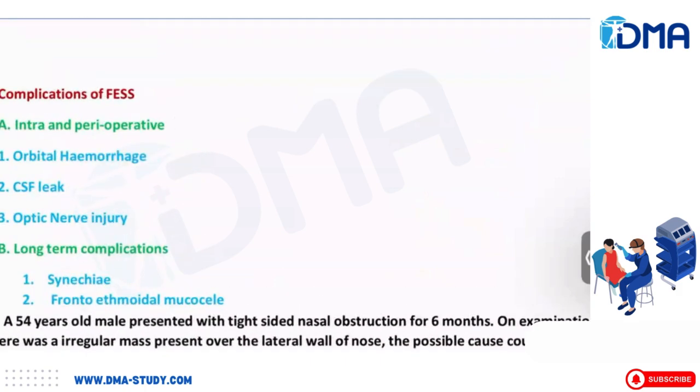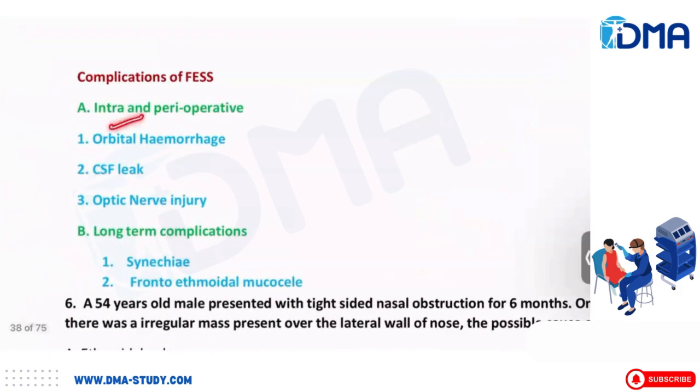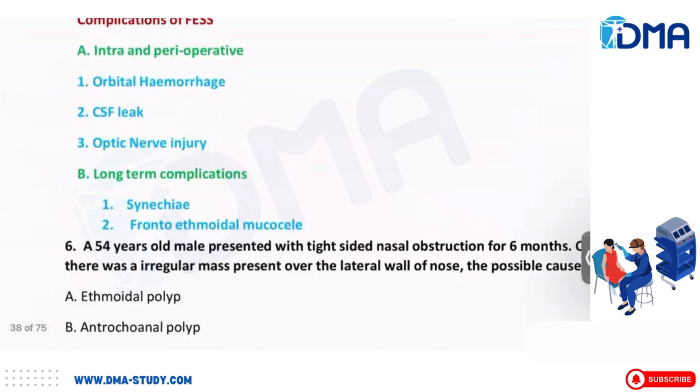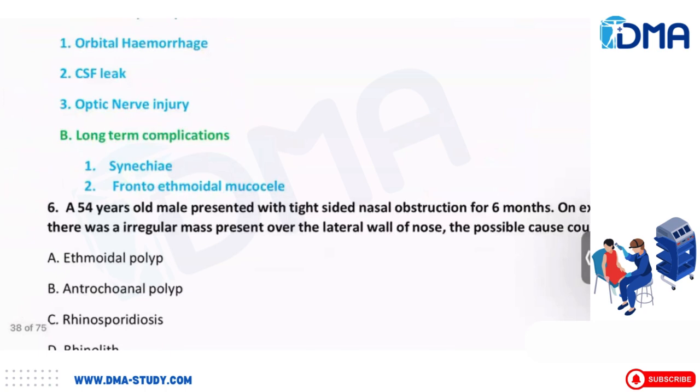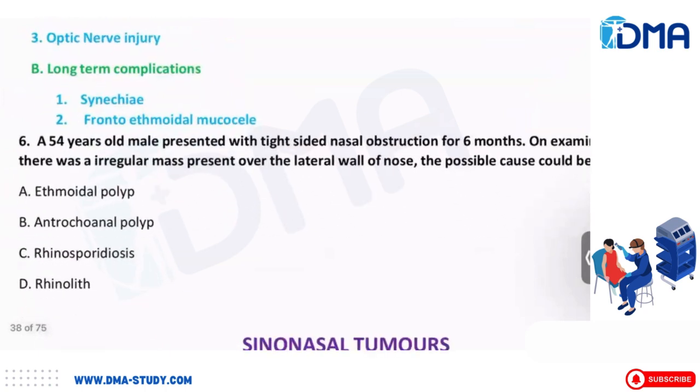Okay. So while doing FESS, I may injure an orbit or injure the skull base or injure the optic nerve. These are the injuries I could make: orbital hemorrhage, CSF leak, or an optic nerve injury. Long-term complications, if I am leaving raw mucosal surfaces, it could lead to synechiae formation, or long term it could lead to frontoethmoidal mucocele. Okay, fine. Now with that note, we'll solve an MCQ.